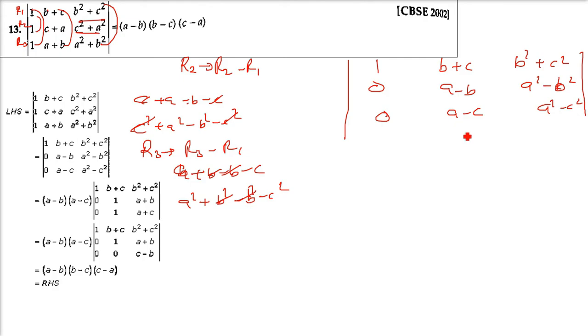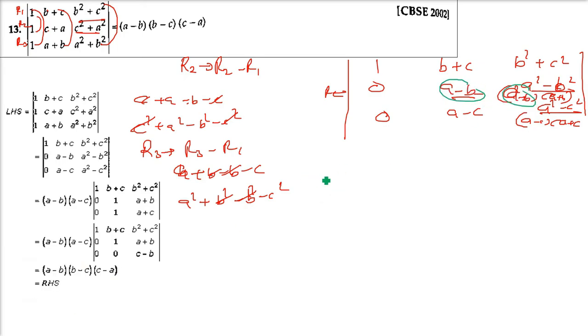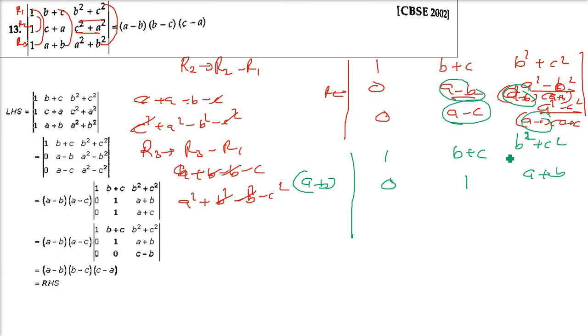Okay. Now what we can do, A square minus B square can be written as A minus B, A plus B, and A square minus C square can be written as A minus C, A plus C, right? Because A square minus B square is simply A minus B, A plus B. A square minus C square is A minus C, A plus C. So you take A minus B common from the second row. A minus B will be outside. So 1, B plus C, B square plus C square. Here you get 0, A minus B. We already taken common. So 1, only A plus B will remain because A minus B has been taken common. And similarly, A minus C taken common. 1, A plus C will be there, 0 will be there.